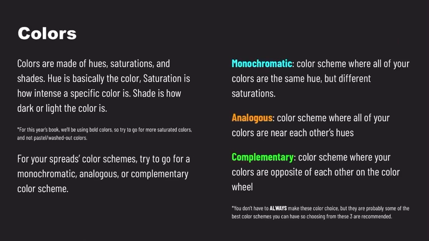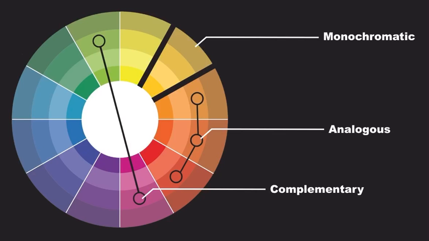Monochromatic is a color scheme where all of your colors are the same hue but different saturations. Analogous is where the colors are all near each other's hues. And complementary is a color scheme where your colors are opposite of each other on the color wheel. You don't have to use these 3 color choices, but they're recommended. And this is an example of all three.